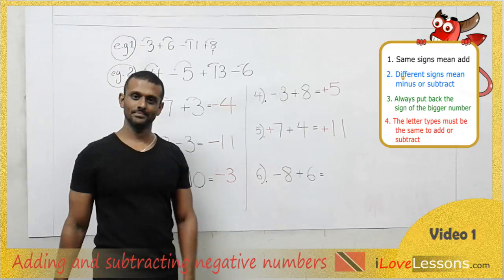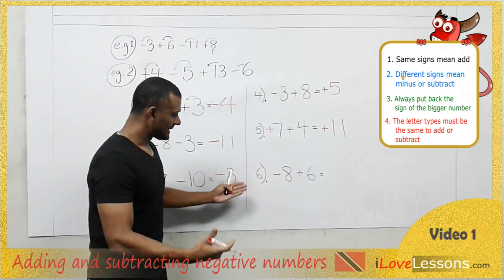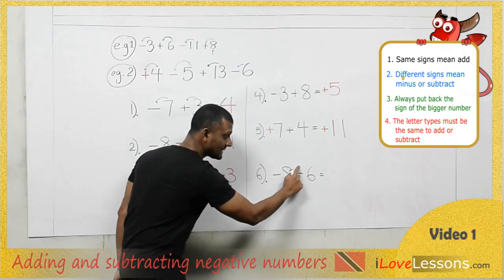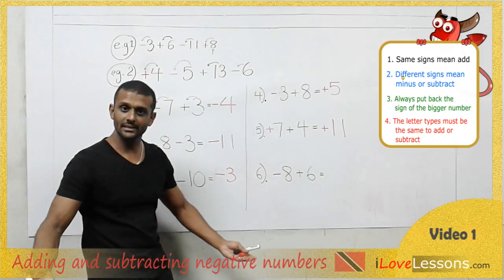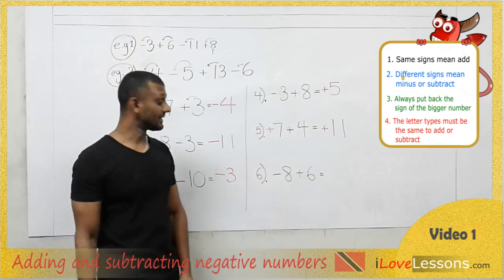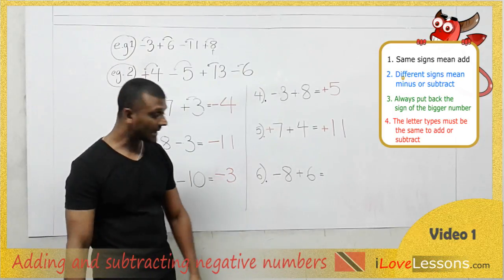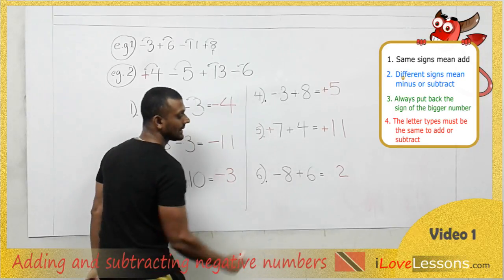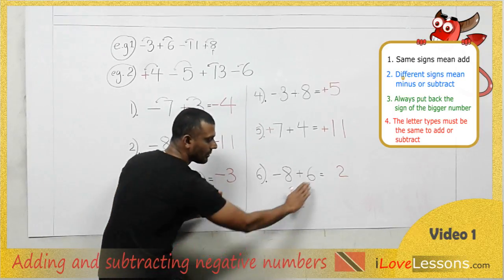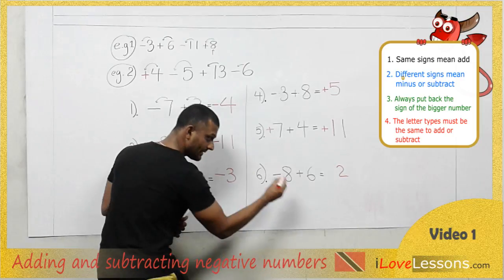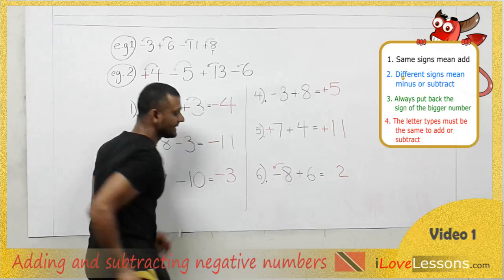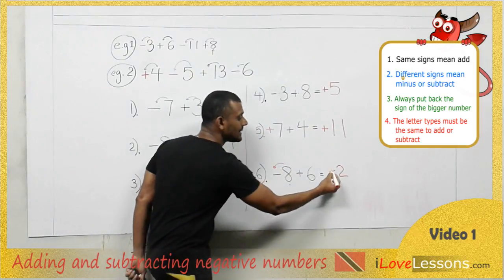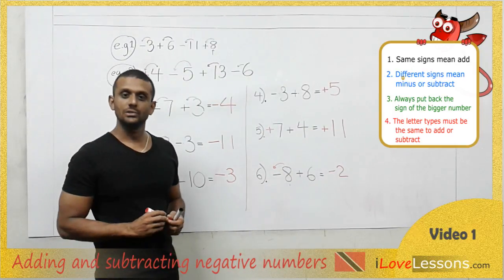Number 6. Different signs or same? They're clearly different. One is positive and one is what? Negative. Different signs mean minus. 8 minus 6 is 2. And you always put back the sign of the bigger one. Which one is bigger, 8 or 6? 8. Look to the left of the 8. What sign does it carry? Minus. So the answer is minus 2.